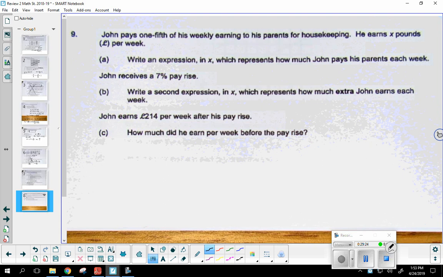All right. John pays 1/5 of his weekly earning to his parents for housekeeping. He earns X pounds per week. Okay, A, write an expression in X which represents how much John pays his parents each week. He receives a 7% pay raise. Write a second expression in X which represents how much extra John earns each week. John earns 214 pounds per week after his pay raise. How much did he earn per week before the pay raise?